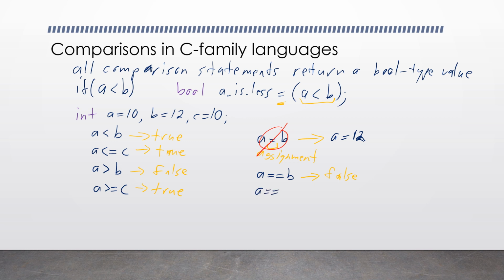A equals C, they're both 10, so of course that's going to return true. And then lastly, we have a not operator. We can say if A bang equals, or not equals, B, A does not equal B, so that returns true. If we had A not equal C, well, they do equal each other, so that returns false.